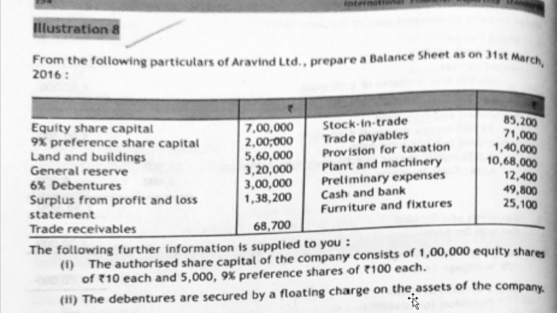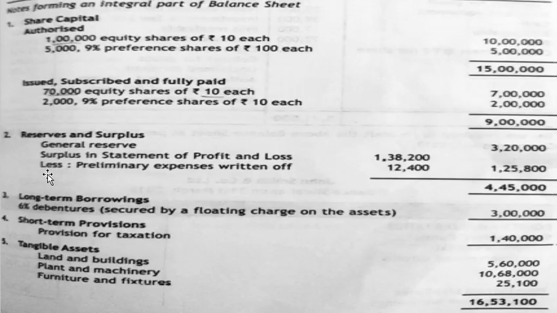Always there will be a fixed charge, in the sense that they have the right only over fixed assets or certain assets in the organization. When it comes to a floating charge on the assets of the company, they can fluctuate, or they can change into any categories of the assets of the company. It is not limited to them. Therefore the debenture holders are secured by floating charges on the assets of the company. So now in the working note, long-term borrowings is 6% debentures secured by floating charge of the asset, which is 3 lakh.